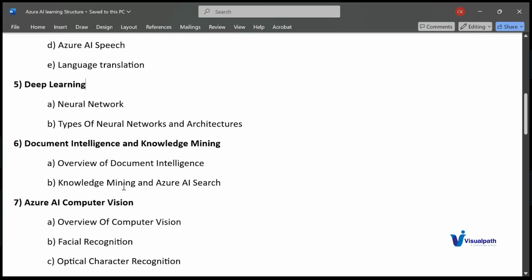And then we have knowledge mining and Azure AI Search. So knowledge mining is all about finding the relevant information that is required by us. Okay, for doing that we have the knowledge mining service, and Azure AI Search is something like a search engine which we can build using Azure AI Search. So these things will be covered under document intelligence and knowledge mining.